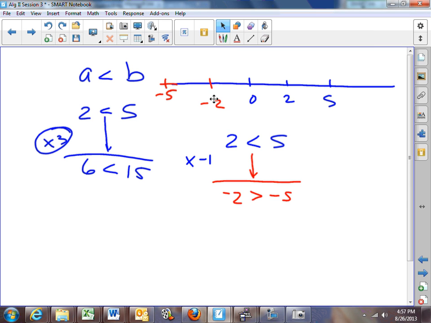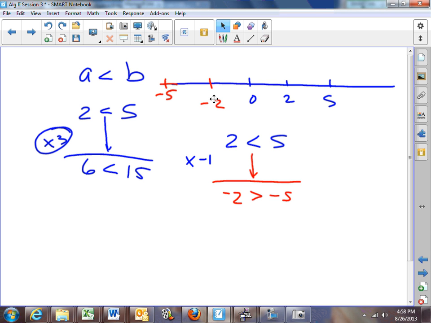Now, since division is just multiplying by the inverse, division works the same way. If you have an inequality and you wish to divide both sides of the inequality by a positive number, then the inequality sign is preserved. If you divide both sides of an inequality by a negative number, the inequality sign is changed. So that's something that you have to remember.